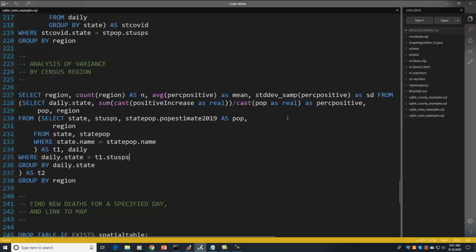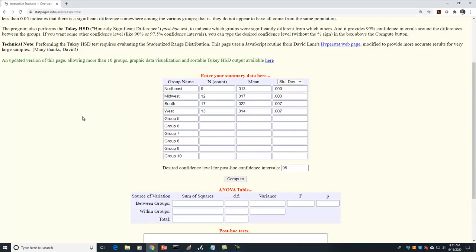So this is the next script or query in our list, and this is looking at analysis of variance by region. So let's take a look at what this query is actually doing. Well, before we do that, let's show you what the answer is going to be. I need to supply this online calculator at statpages.info/Anova1sm.html. So you can go to that yourself if you want. And I need the number of states inside the Northeast, Midwest, South, and West regions. I also need the average, again for positivity, and I need the standard deviation.